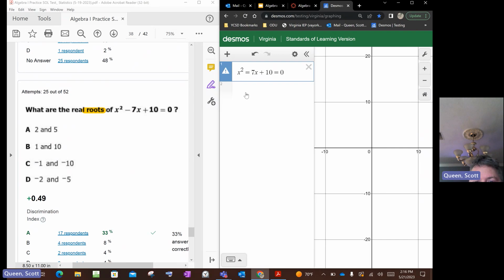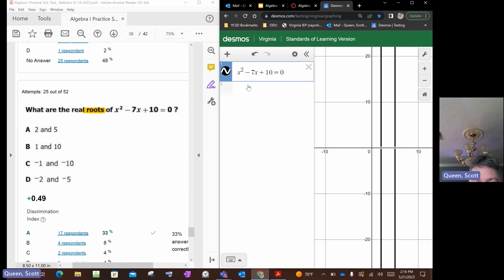Now, it didn't like that. That's because I have my bad. X squared minus 7x plus 10. All right, let's change that to red. And there are a couple of things there. What are the roots? What are the solutions? What are the x-intercepts? All right, the x values, 2 and 5. Do we see that? Yes, we do, right there.